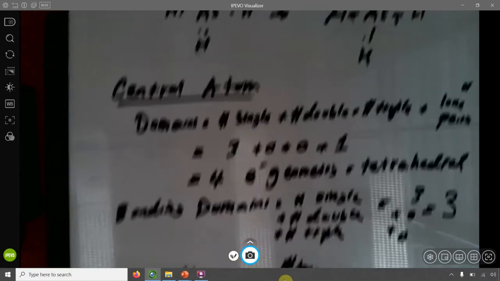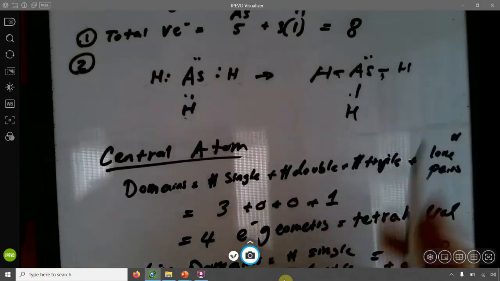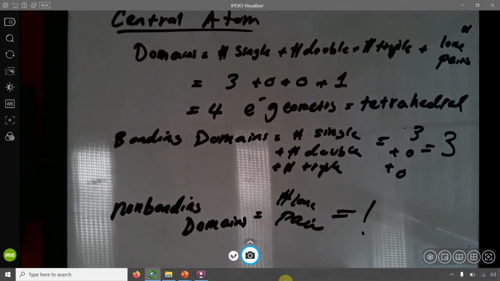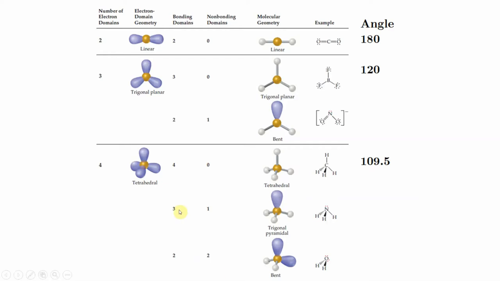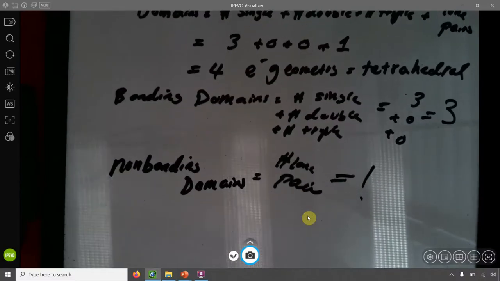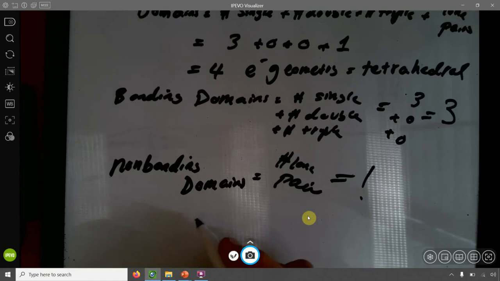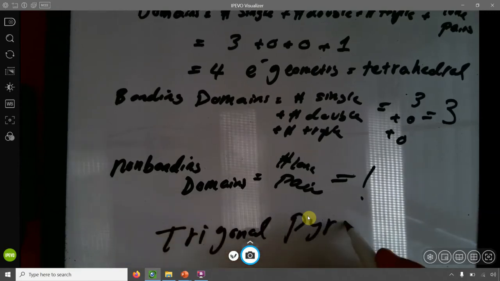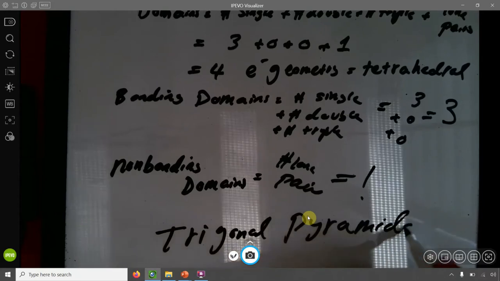So I have 1. So I go back to the table here. I have 3 bonding domains and 1 non-bonding domain, meaning this is what it's going to look like. This is going to be trigonal pyramidal. And that's how you, if the question asks you what's the molecular structure, it's going to be trigonal pyramidal.